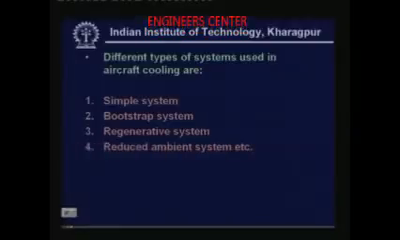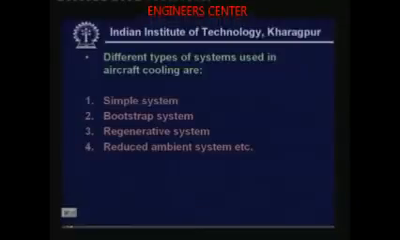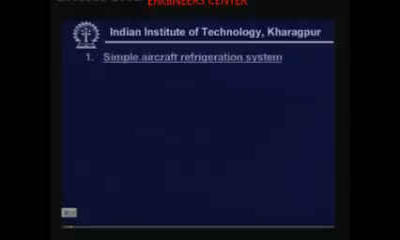The fourth one, as I said, is the reduced ambient system. Each one has its own advantages, disadvantages and applications. Let us quickly look at these systems. The first one is what is known as the simple aircraft refrigeration system, or a simple system.